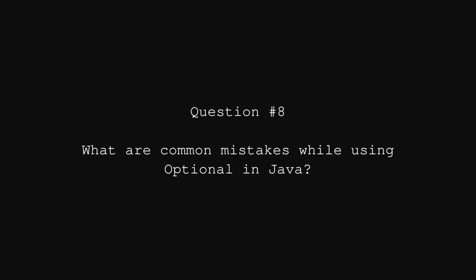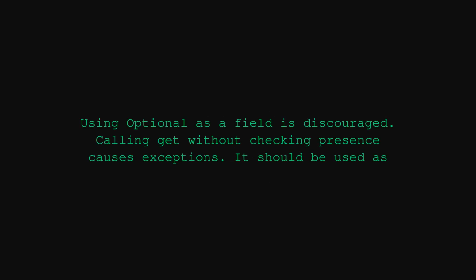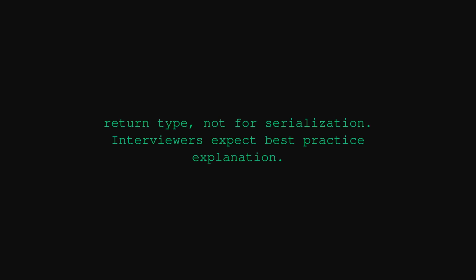Java interview question related to Java 8. What are common mistakes while using Optional in Java? Using Optional as a field is discouraged. Calling get without checking presence causes exceptions. It should be used as a return type, not for serialization. Interviewers expect best practice explanation.